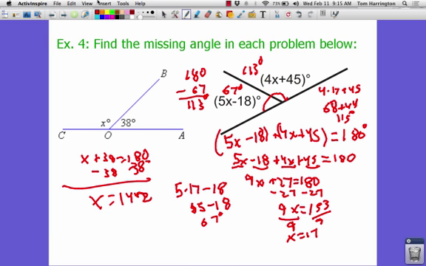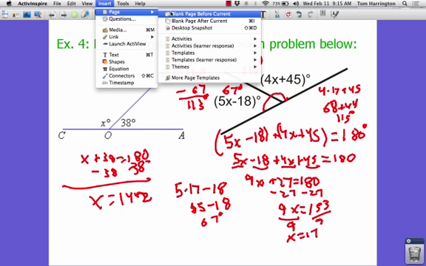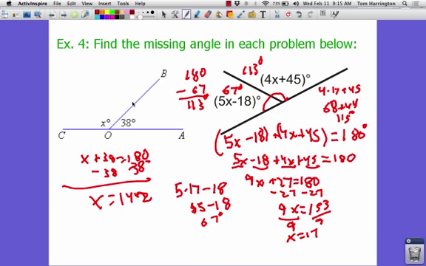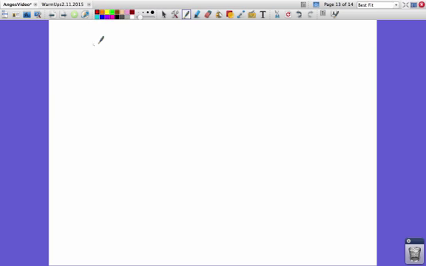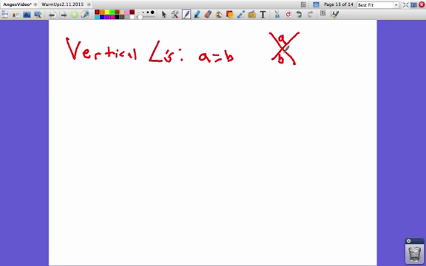Now, let's quickly write out the rules so that we make sure we know these. First, vertical angles. This is the angle sign. Vertical angles: A equals B, meaning here's angle A, here's angle B, they're across from each other, and they equal each other.